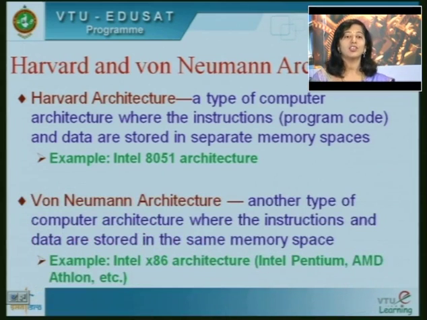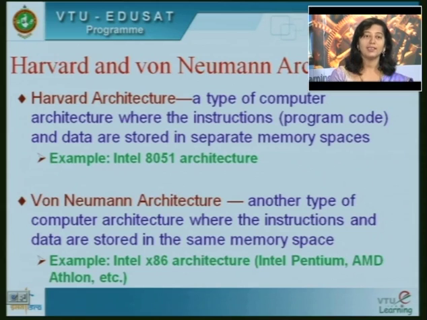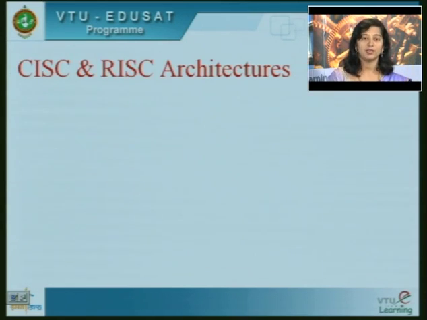Von Neumann architecture is the second type of architecture, and here the program memory and the data memory are stored in the same memory space. So a common memory space is shared between the program as well as data. A part of it is data, part of it is for the instructions or programs. All Intel series of microprocessors, Intel Pentium, AMD, all these follow the von Neumann architecture. So they share a common memory. In Harvard they have different memories.